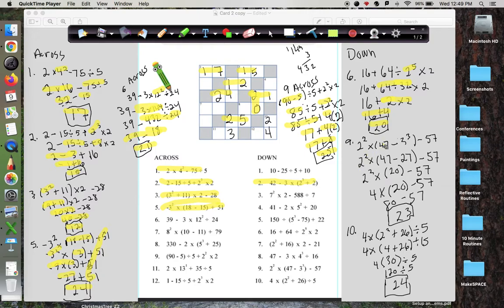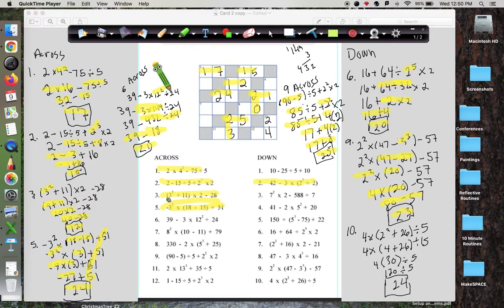9 down, there are parentheses, and within those parentheses I see 3 to the 3rd power. That's 3 times 3 times 3. 3 times 3 is 9. 3 times 9 is 27. Then we do what's inside those parentheses and get 20. And then we do the exponents, and that's 4, but we're copying everything else down. Our next step is 4 times 20, which is 80. And then finally 80 minus 57 is 23. So 23 goes like that.